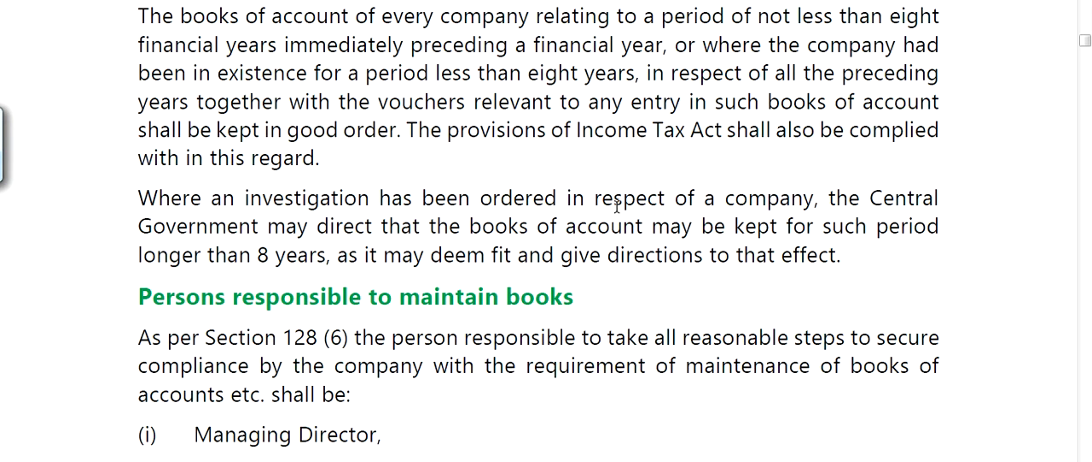Where an investigation has been ordered in respect of a company, the CG may direct that books of account be kept for a period longer than 8 years as it may deem fit, and give direction to that effect.